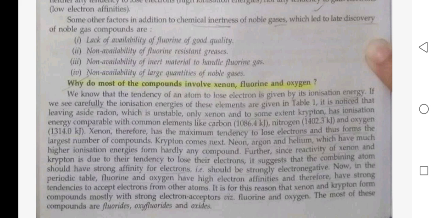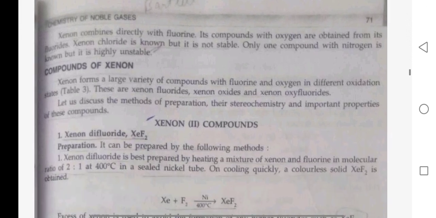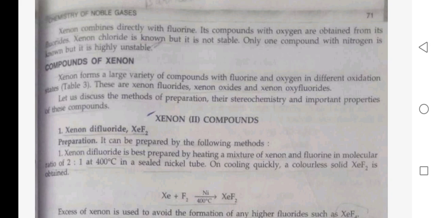Further, since the reactivity of xenon and krypton is due to their tendency to lose electrons, it suggests that the combining atoms should have a strong affinity for electrons, that is, be strongly electronegative. In the periodic table, fluorine and oxygen have a high electron affinity and therefore a strong tendency to accept electrons from other atoms. It is for this reason that xenon and krypton form compounds mostly with these strong electron acceptors, fluorine and oxygen. Most of the compounds are fluorides, oxyfluorides and oxides. Xenon combines directly with fluorine, and compounds with oxygen are obtained from it.